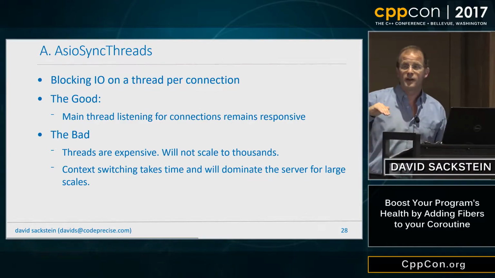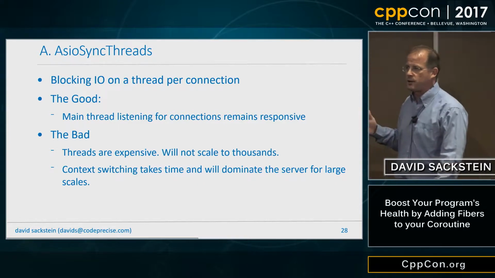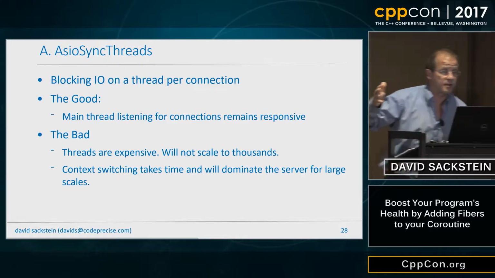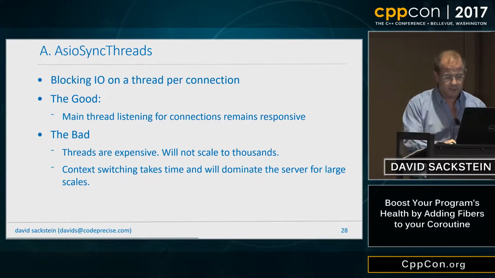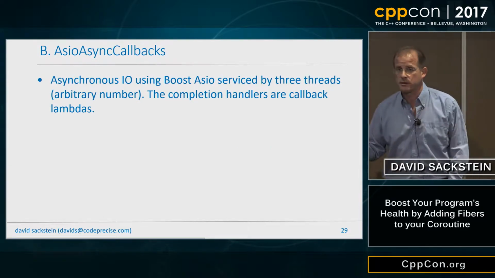But as soon as you have a large number of threads and you want to scale up, it can be practically impossible to manage that amount. The context switching will actually dominate, even if you're able to create the threads, the context switching will dominate the operation of the server. So it's good and it's bad. So what we prefer to do is to do asynchronous I/O.